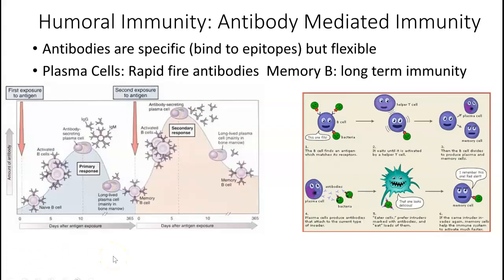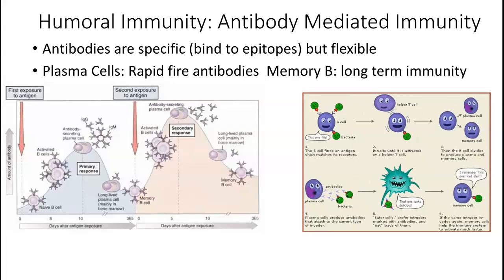So with our B cells, we talked about humoral immunity, which is also called antibody-mediated immunity. And remember, those antibodies are going to be specific. This is why we call this the specific immune system, because those antibodies are going to bind to epitopes, so those shapes on the antigens. Now, remember, we could actually have many epitopes on an antigen, which means that many antibodies need to bind. We talked about the different types of B cells. Plasma cells are going to be rapid firing off antibodies. Memory B cells, they help us with our long-term immunity.